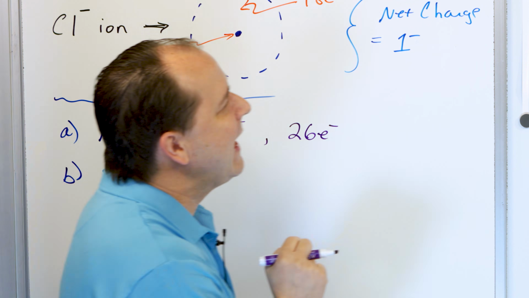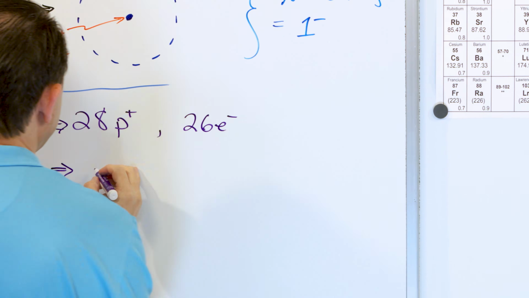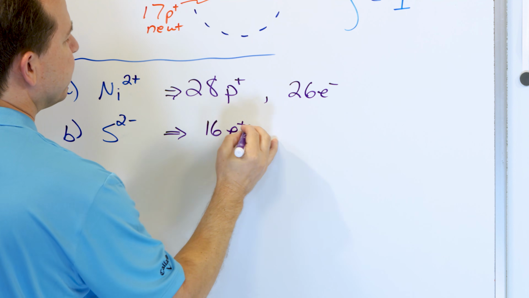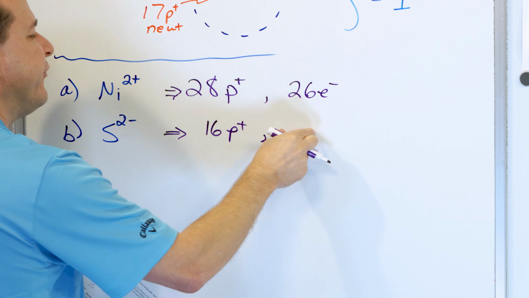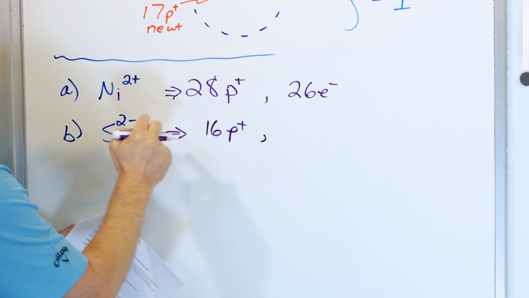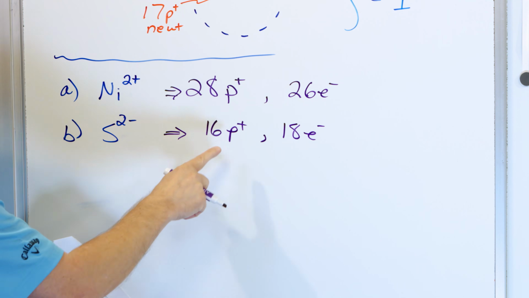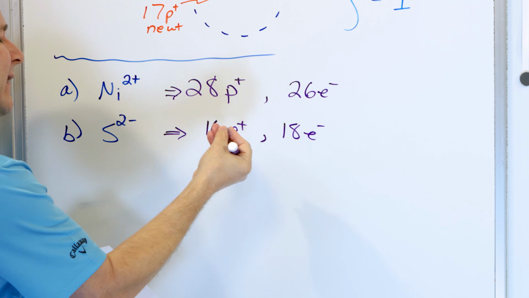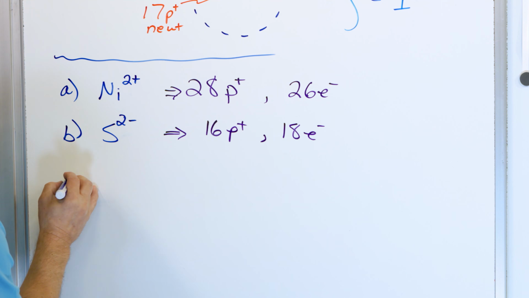So sulfur, how many protons are in the nucleus? Sulfur has 16 protons in the nucleus. So just write down 16 positive protons in the nucleus. Now the neutral sulfur atom would also have 16 electrons, but this one isn't neutral. It's got an overall charge of negative 2, or 2 negative. So it has to have 18 electrons altogether, 2 more than the balanced number, which would be 16. So 16 protons, 18 electrons. All right, 2 more of these.